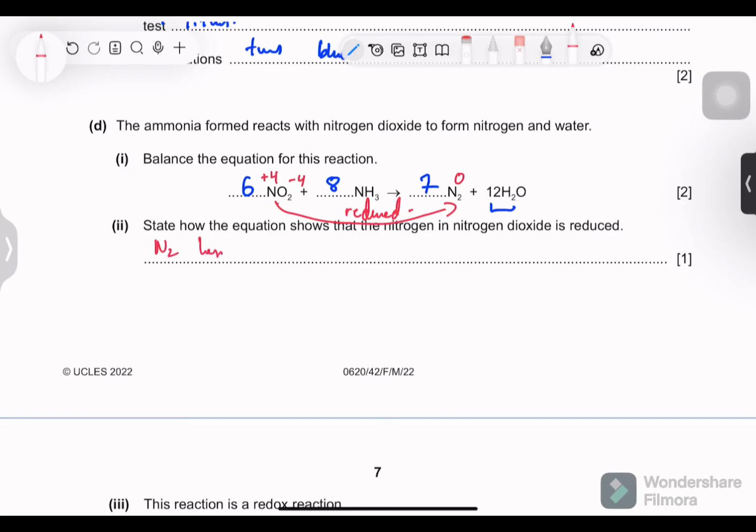N2 loses oxygen. Previously the oxidation numbers calculation was not in your syllabus. It is new, so you should be familiar with it because it will be frequently tested from now on. So the oxidation state of nitrogen in NO2 reduces from +4 to 0, so reduces.